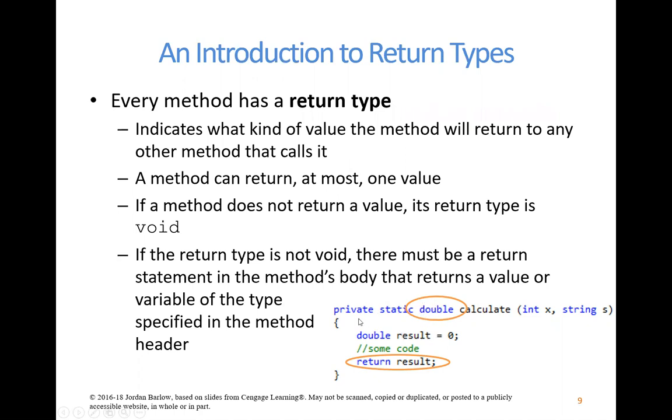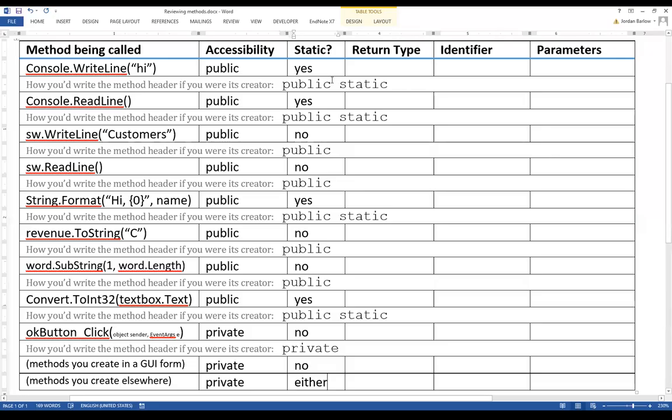And so somewhere in the method body, you have to have a statement using the keyword return, and that returns something that is of type double. So let me go to my examples.